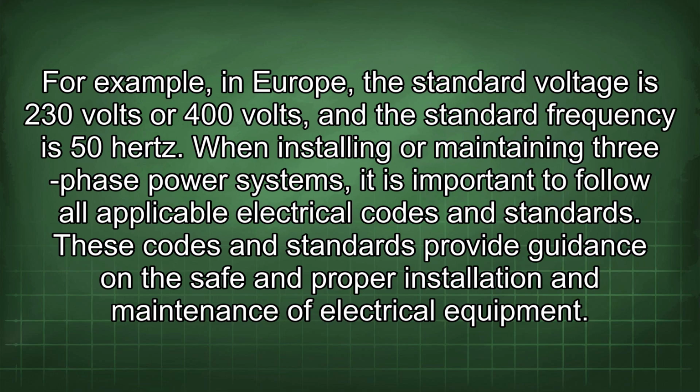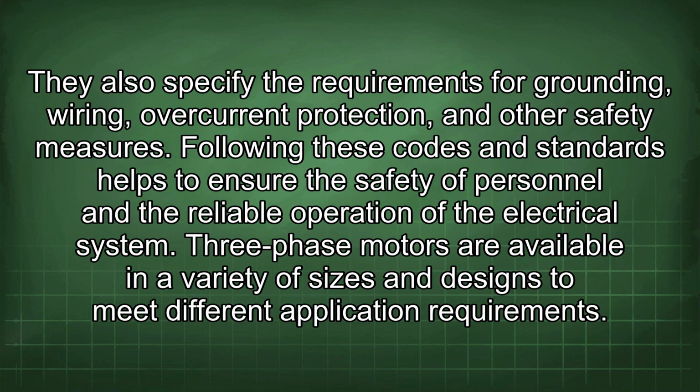When installing or maintaining three-phase power systems, it is important to follow all applicable electrical codes and standards. These codes and standards provide guidance on the safe and proper installation and maintenance of electrical equipment. They also specify the requirements for grounding, wiring, overcurrent protection, and other safety measures. Following these codes and standards helps to ensure the safety of personnel and the reliable operation of the electrical system.